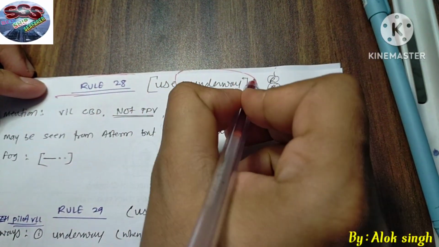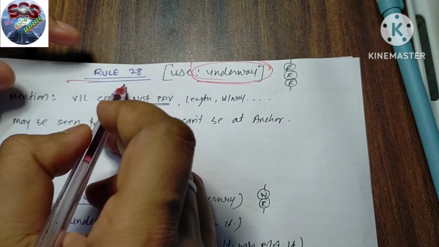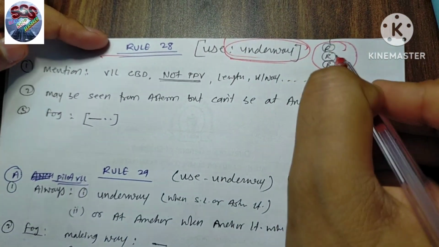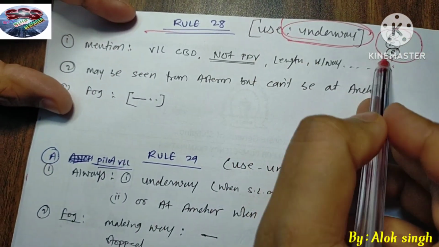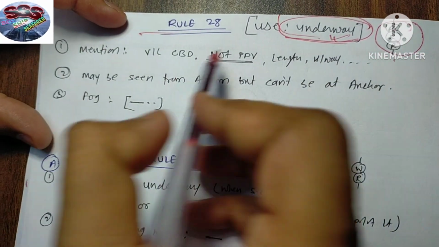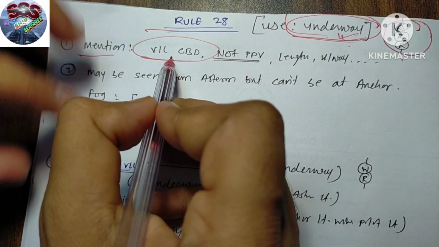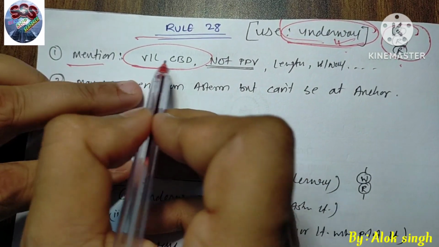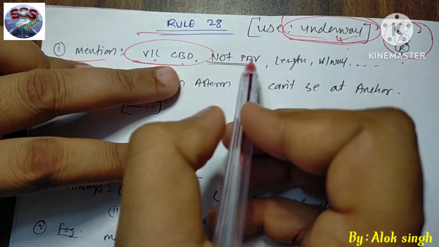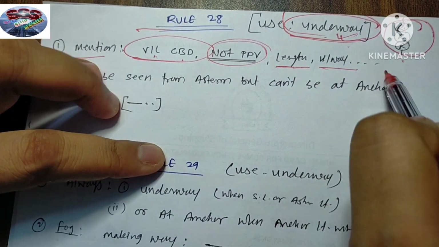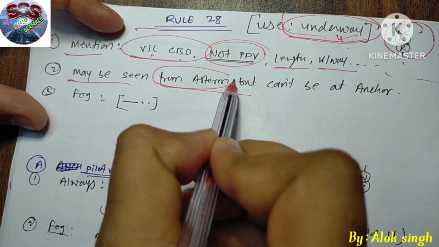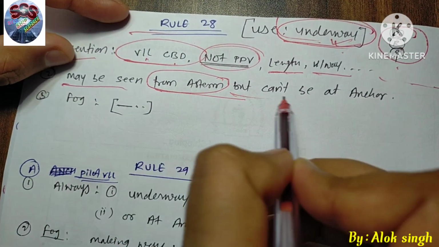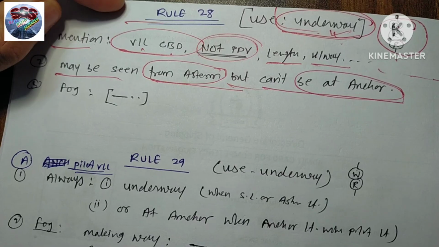Now Rule number 28, because Rule 28 is constrained by draft. So this is also a power-driven vessel, with red lights in a vertical line, 3 red lights. In this condition, it will be said as underway. Mention vessel CBD. You don't have to say power-driven vessel CBD. Have to mention vessel CBD, not power-driven vessel. Then length, underway, etc. May be seen from stern.